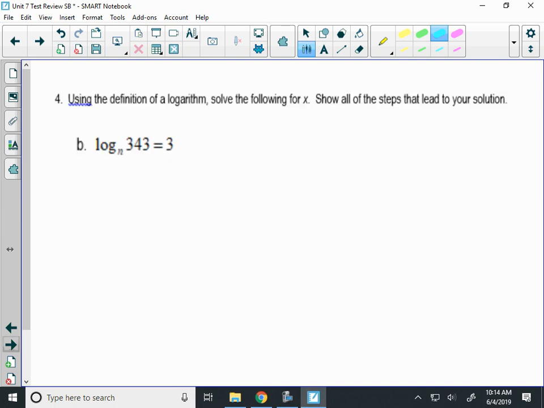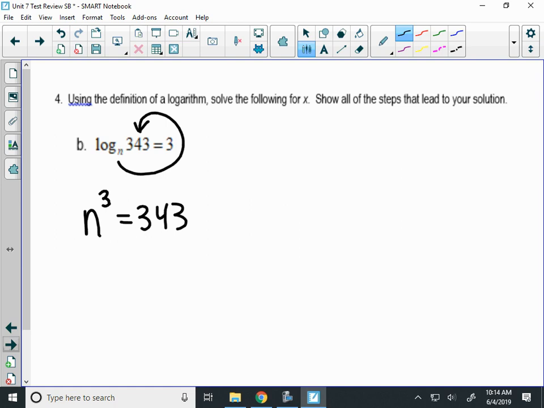Let's move on. Let's solve the logarithm. Now remember, we do the opposites. So when I solve a logarithm, which is what I have, I turn it into an exponential. When I solve an exponential, which we'll do in a couple minutes, I use logarithm. So here I need to turn this into an exponential using those laws I just practiced. So I'm going to rewrite this. N to the 3rd equals 343.